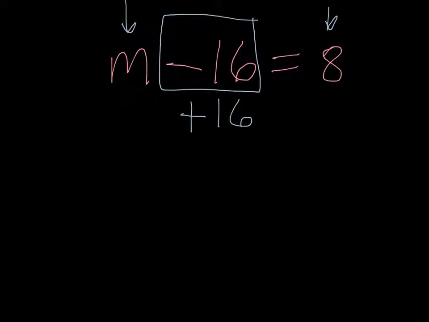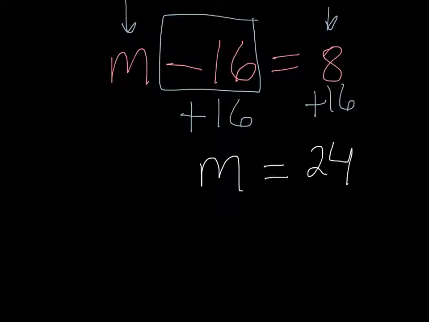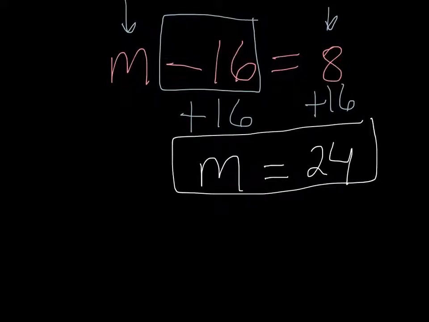But remember what I just said. Anything I do to one side of the equal sign, I have to do to the other side, right? So, what is my final answer going to be? Well, now M is going to be all by itself on this side. And then on the right-hand side, we just need to do 16 plus 8. And then, the coolest thing about algebra is that you can always plug in what you found for M and see if that really will work.